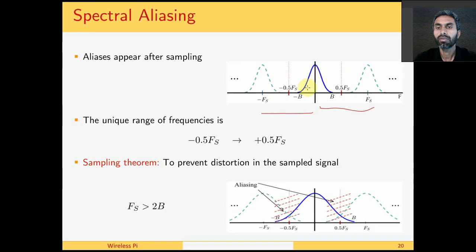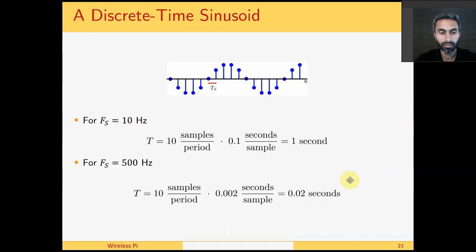This is the signal spectrum and these are the aliases. So we can see that the unique range after sampling is minus 0.5 fs to 0.5 fs. To prevent distortion in the sampled signal, clearly the bandwidth B which comes here and the bandwidth B which comes from this side here should remain apart, which means that fs is greater than 2B. This is known as the sampling theorem. Not obeying the sampling theorem means spectral overlap and subsequent distortion.